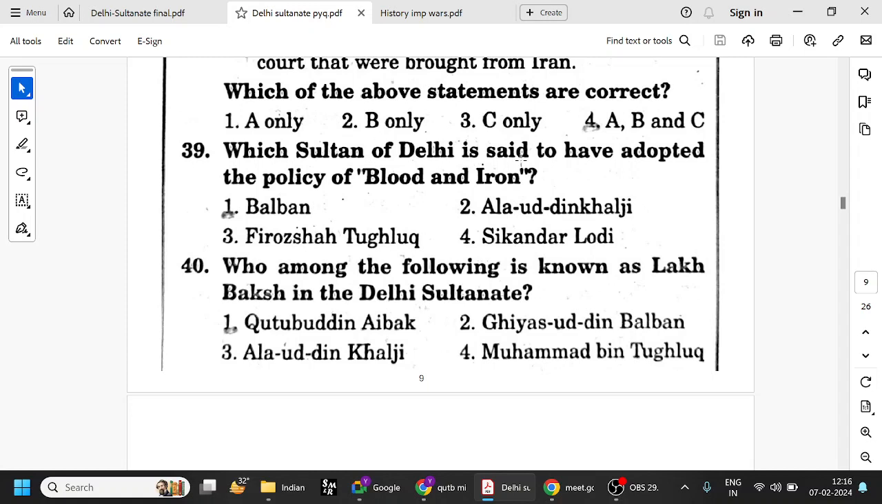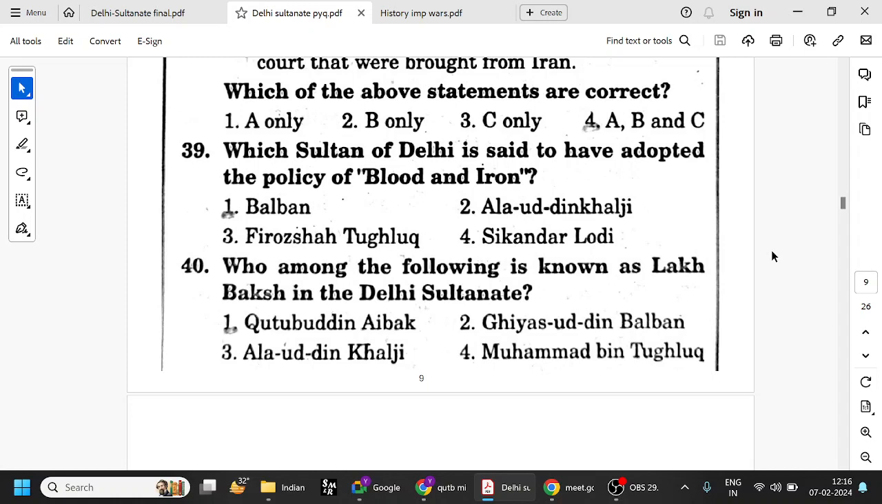So, which Sultan is said to have adopted the policy of blood and iron? Again, Balban, as we have seen, he had a very strict rule, and he followed the policy of blood and iron. If you are not from a royal origin, he will not even meet you. He wanted to maintain that dignity, and he wanted people to think great of him.